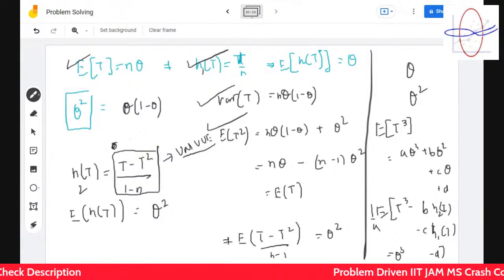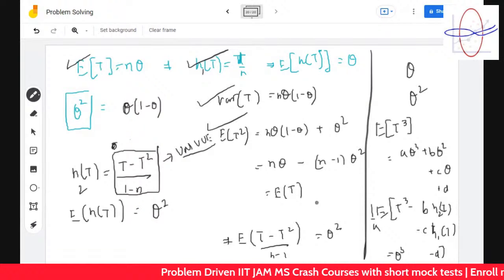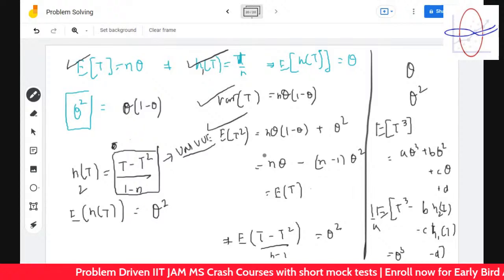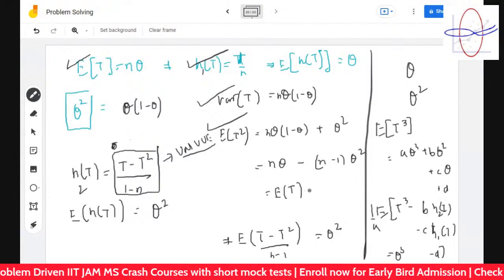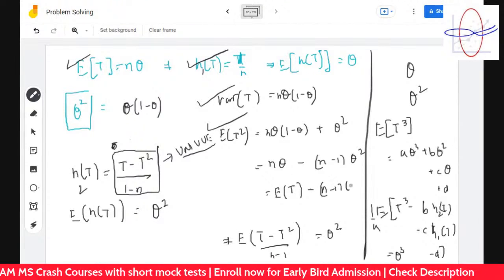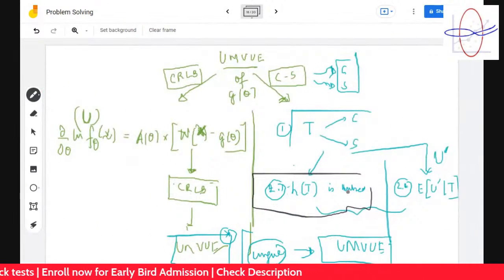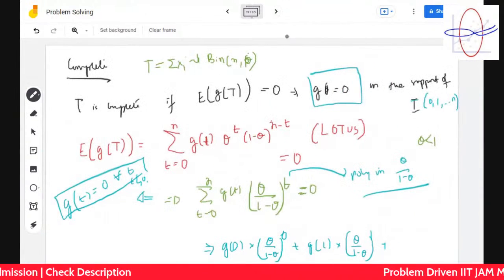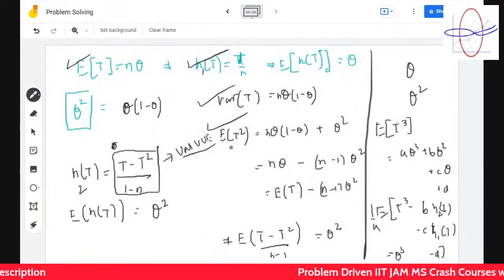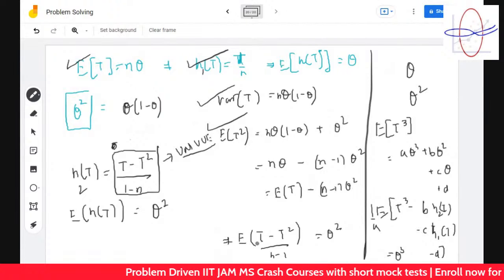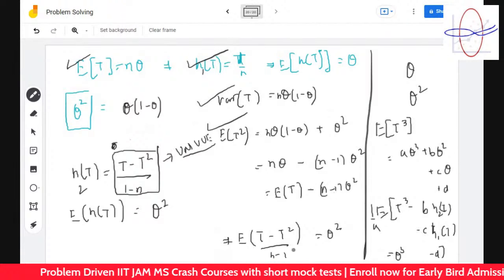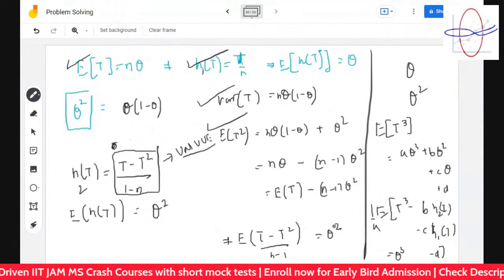So this is expectation of T whole square. That I understood. So this is equal to this. So expectation of T is n theta, minus this. So our aim is to find what? Our aim is to find the h of T which is unbiased, a function of this complete sufficient statistic which is unbiased. That is the aim. So we have found the expression of T square is equal to expression of T minus this. It's expectation of (T minus T square) by (n minus 1) is theta square.